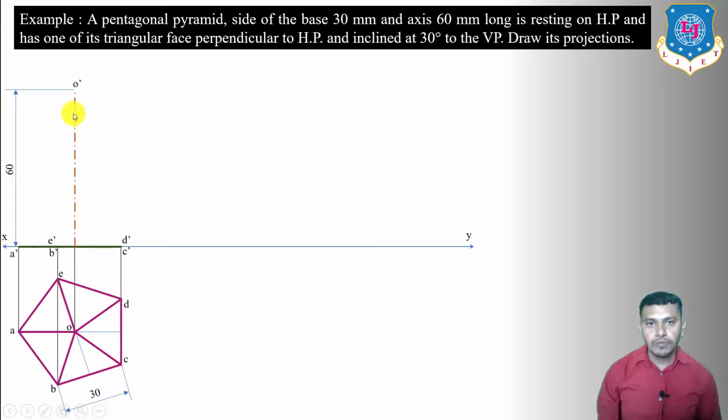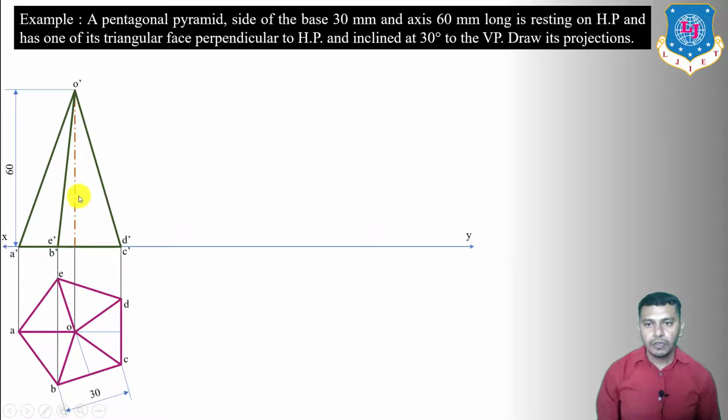Now to draw the front view of the slant edges, we have to connect O dash to A dash, O dash to B dash E dash, and O dash to C dash D dash. This will be the front view of the slant edges, and this will be the front view of the pentagonal pyramid, and it will be a triangle.